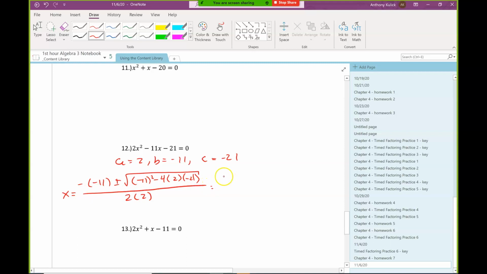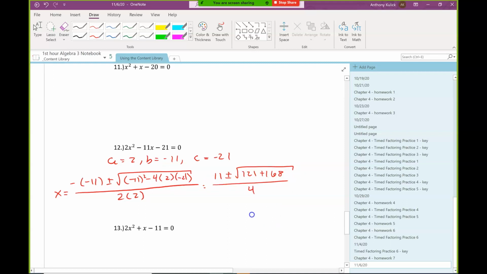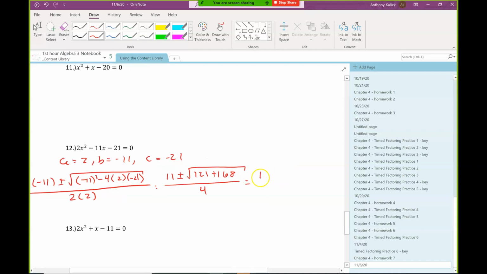And now I'm just going to do some simplifying. So negative of negative 11 is positive 11. 11 squared is 121. 2 times 4 is 8, and 8 times negative 21 is negative 168, but it's minus a negative, so it's really plus 168. That's over 4. And then 121 and 168 is 279.